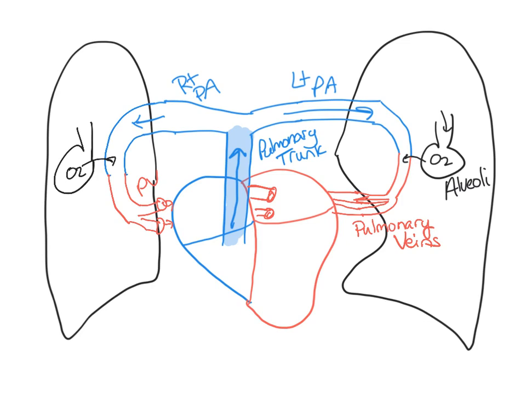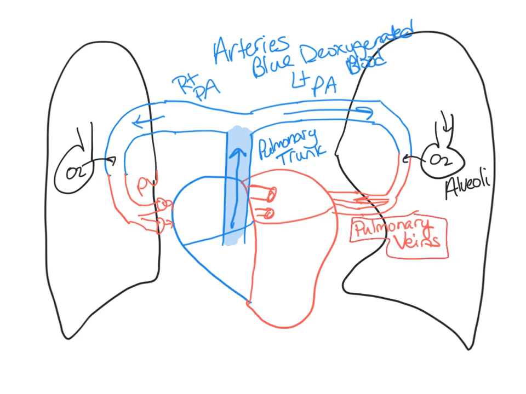So the arteries are blue in this pulmonary circuit because they have deoxygenated blood. And they leave the heart to go to the lungs, where they pick up oxygen, and then they return to the heart through the pulmonary veins. And we have the left pulmonary veins, which are coming from the left lung, and we have the right pulmonary veins, which are coming from the right lung.